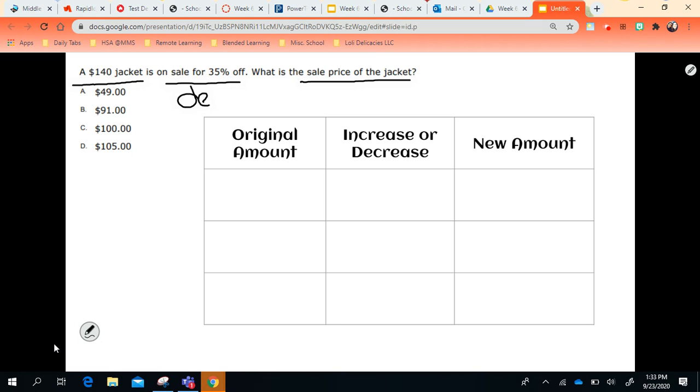So I'm going to go ahead and write it underneath so that I know. What is the sale price of the jacket? So that right there is telling me that I want to know what my total is. So let's go ahead and start filling in our table. So our original amount is $140. Our jacket was $140. We said that this problem is a decrease, but we don't know what our new amount is. So I'm going to put a little question mark.